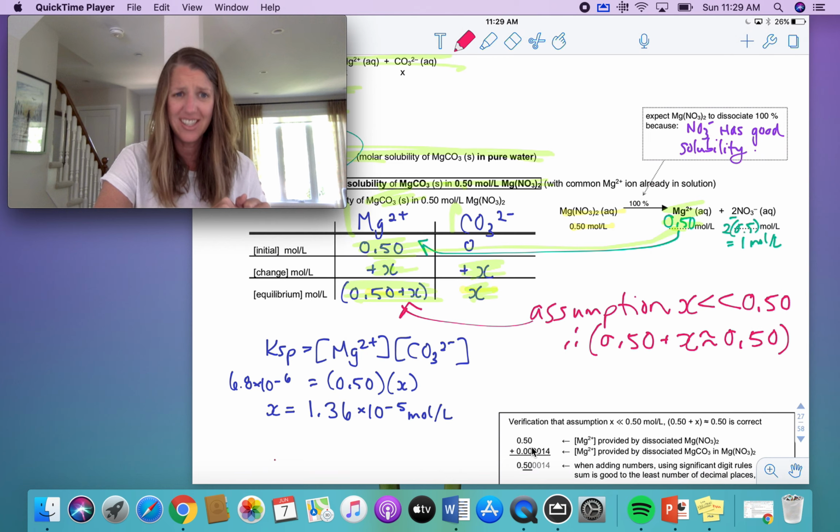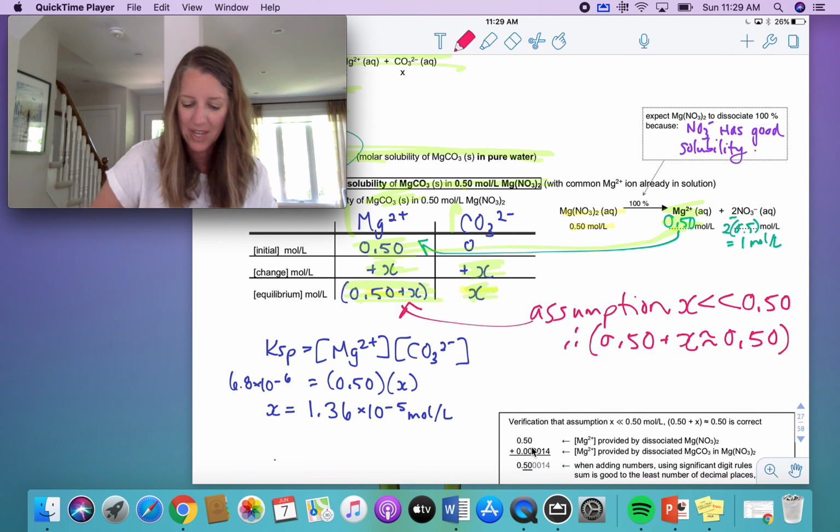Okay, this is hard. You're going to have to stop the video and go back and forth a couple of times. So let's do our Ksp calculation, assuming that the X is very small. Okay, so what do I do? I get my K value from the textbook, right? What is the Ksp? I pop in my calculation of my concentrations for my ions, and I come up with a value for X.